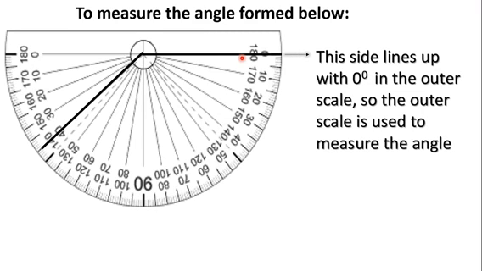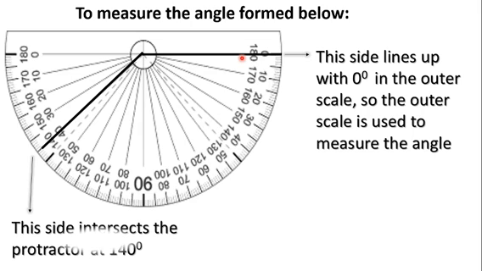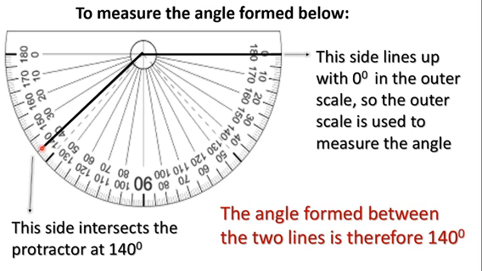And then if you look at the other line here, you can see that it intersects the protractor at 140 degrees. If you read the outer scale, you can see 0, 10, 20, 30, up and up like that until you get to 140 degrees. So it means that the angle between those two lines is 140 degrees. So this is quite easy.